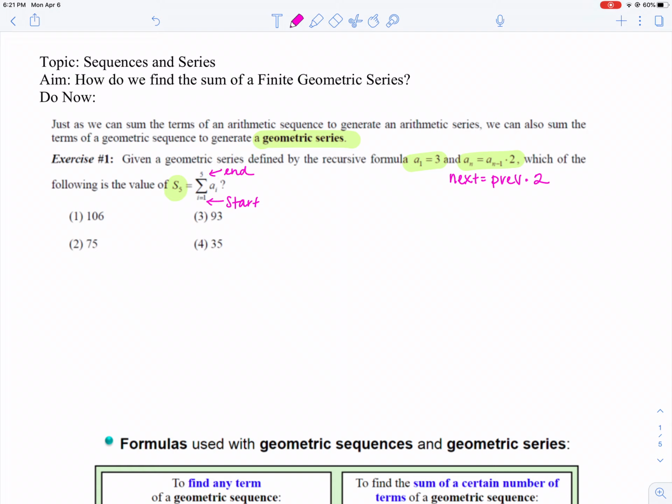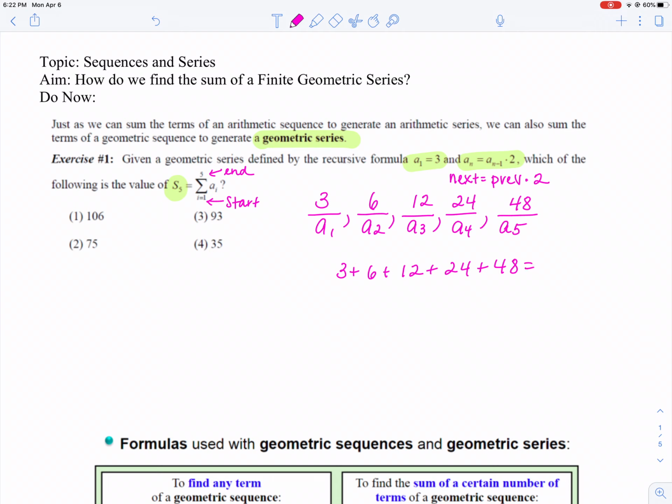Remember, this means start at 1 and end at term 5. So if I were going to write out the first 5 terms: a sub 1, a sub 2, a sub 3, a sub 4, a sub 5. We know a sub 1 is 3. It's given. They have to give you 3 in your recursive formula. When they give you the first term, in order to get to the next term, just multiply by 2. So you're going 6, 12, 24, and 48. And to find your series, you would just take all of your terms, add them up, and find your sum. When you add them up, you get 93.